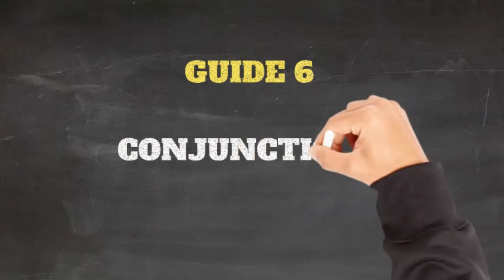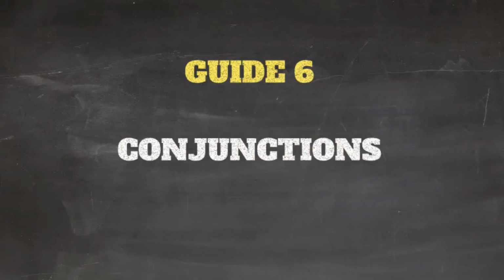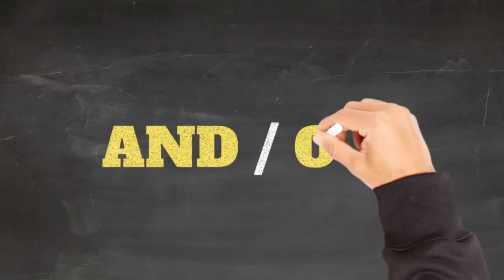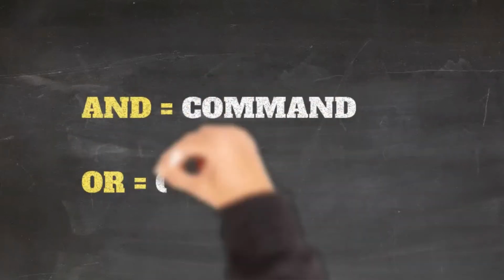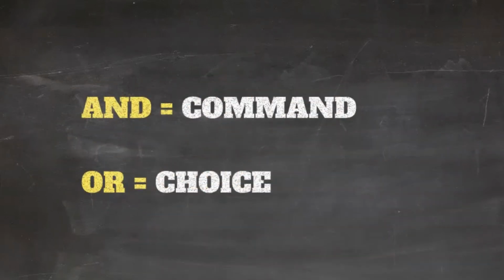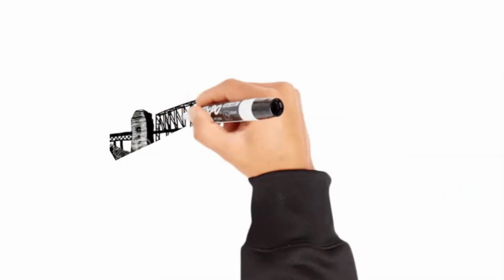Guide 6. Conjunctions. There are two conjunctions in the English language: and, or. And is a command, or is a choice, an option. A conjunction is a bridge between syntax.